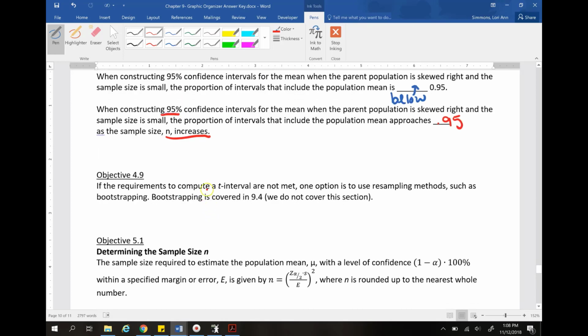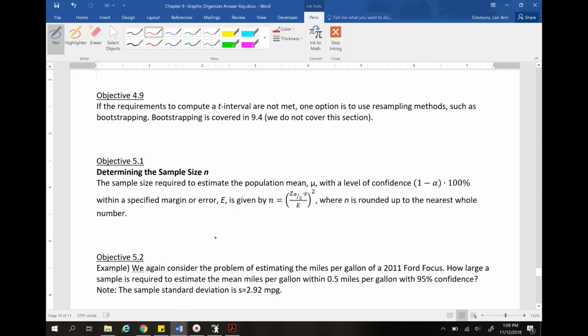If the requirements to compute a t-interval are not met, one option is to use resampling methods such as bootstrapping. And bootstrapping is covered in 9.4, and we do not cover that section in this course. But know that it is out there.